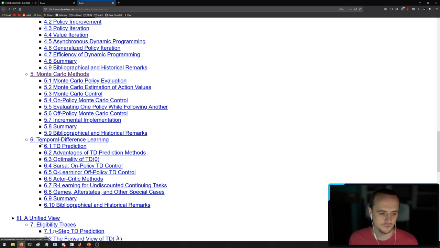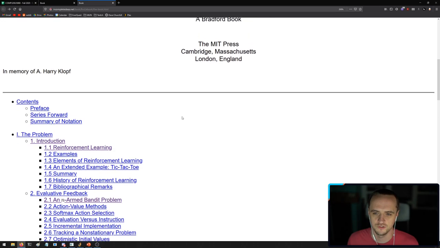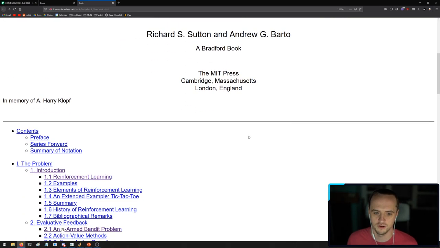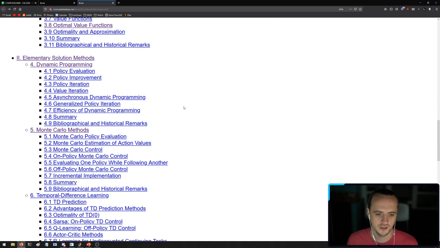The book goes into far more detail than I do, and it also gives a lot of background information. It's, of course, written by the two masters of reinforcement learning, and I was lucky enough to actually take Rich Sutton's reinforcement learning class at the University of Alberta. So I highly recommend looking at this, and for the exam, just read the relevant chapters.